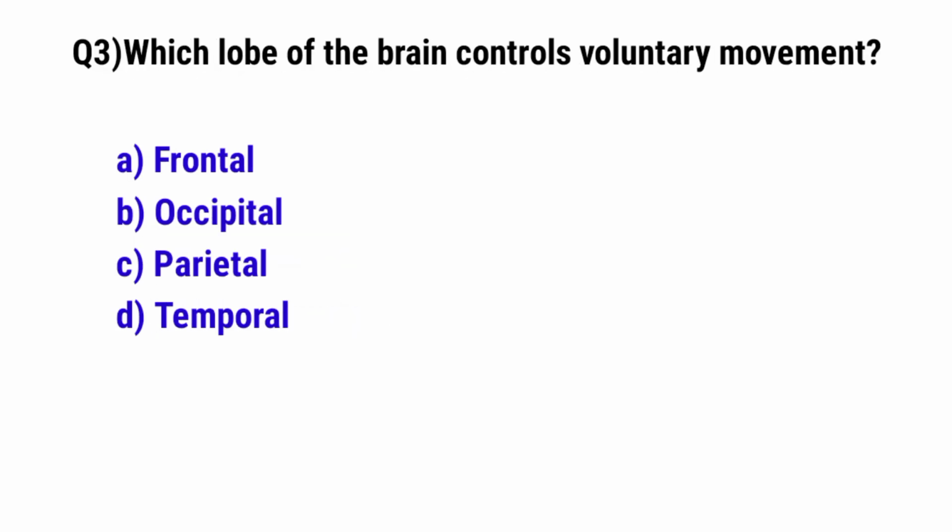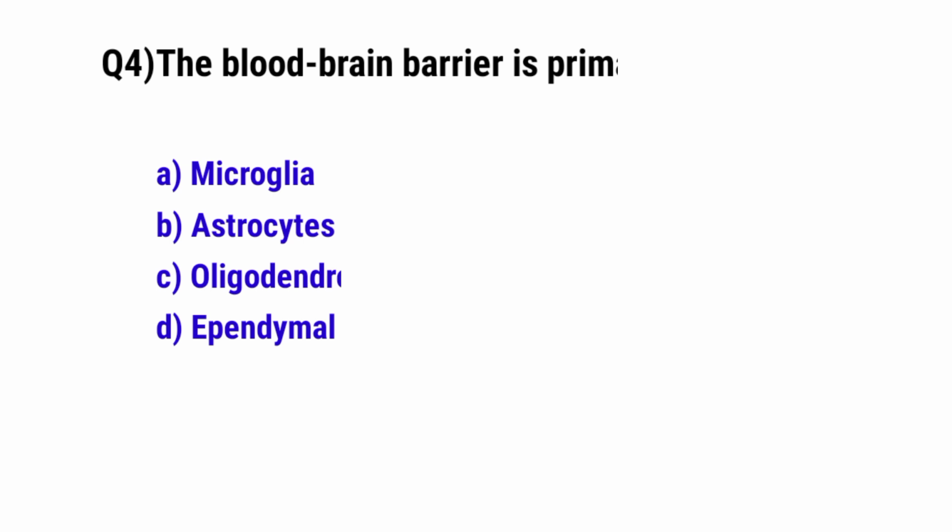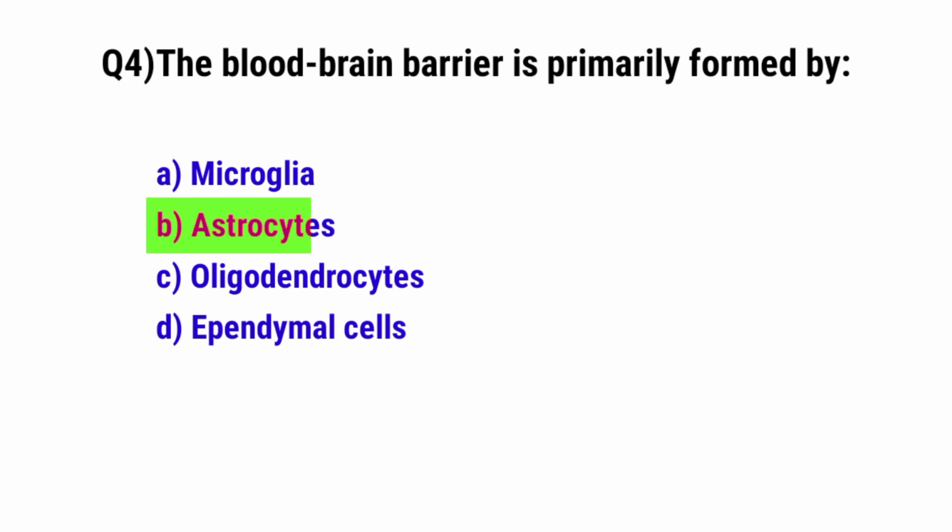Question number 3. Which lobe of the brain controls voluntary movements? The correct option is A. Frontal lobe. Question number 4. The blood-brain barrier is primarily formed by. The correct option is B. Astrocytes.